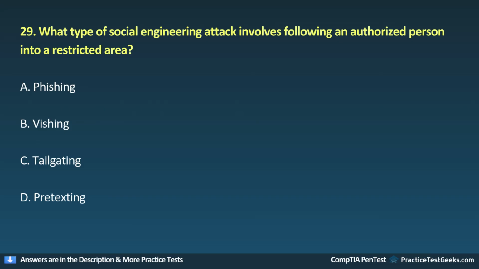29. What type of social engineering attack involves following an authorized person into a restricted area? A. Phishing. B. Vishing. C. Tailgating. D. Pretexting.